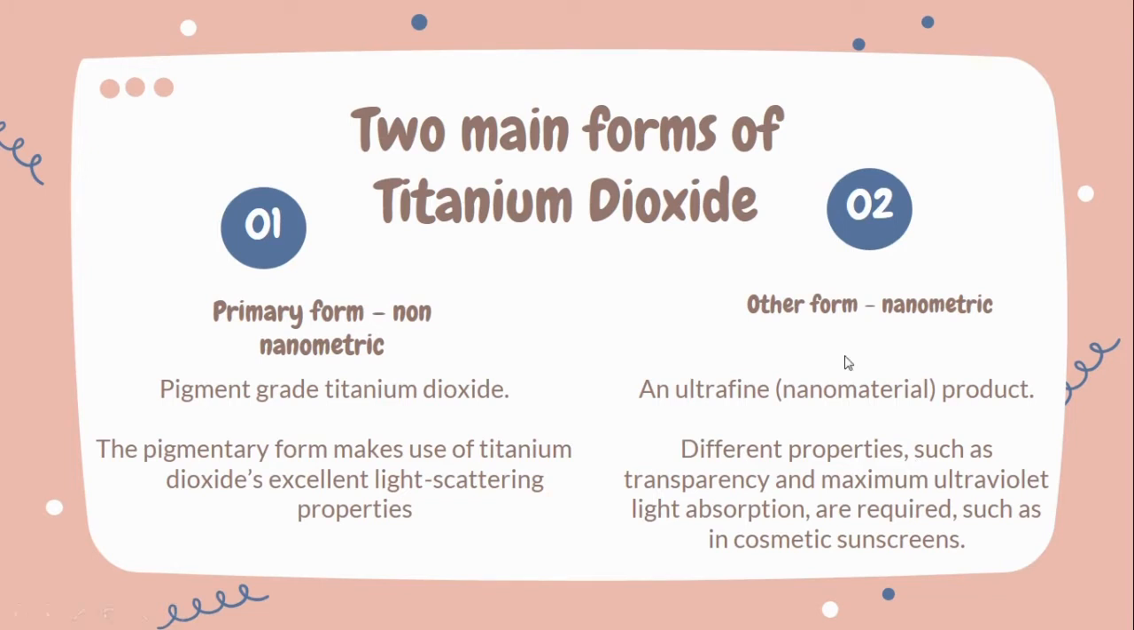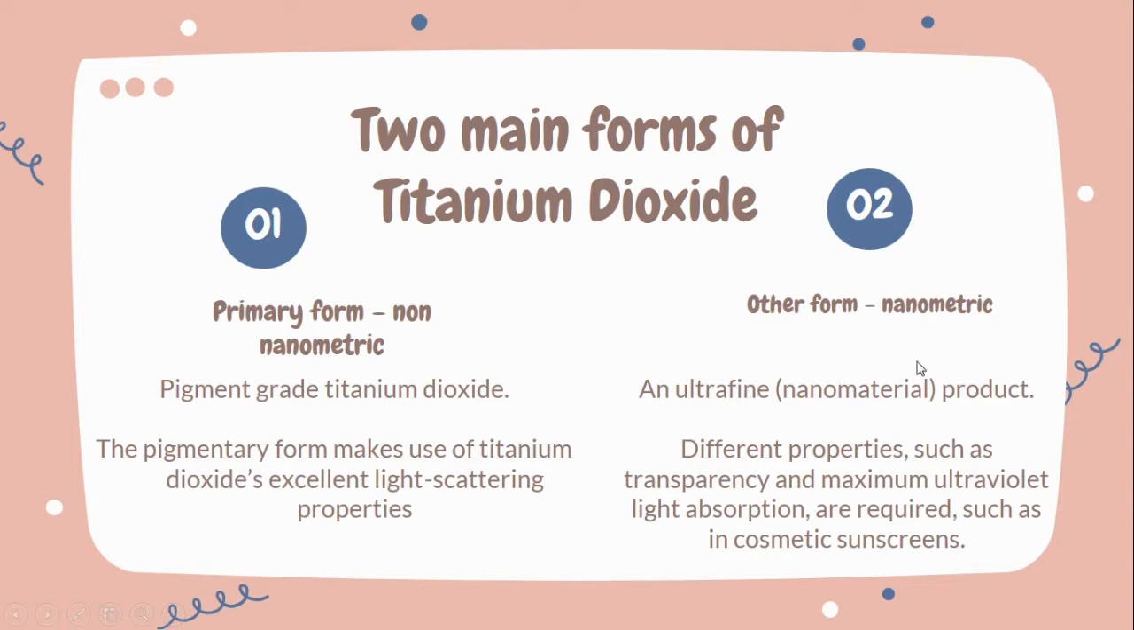The next one is the two main form of titanium dioxide. As we can see here, we have two main form of titanium dioxide. The first one is primary form, which is non-nanometric, and the second one is nanometric. What is defined as primary form of titanium dioxide is it is a pigment-grade titanium dioxide. The pigmentary form makes use of titanium dioxide excellent light scattering properties for a range of applications require wide opacity and brightness. Basically, they use pigment grade of titanium dioxide to make loose powder.